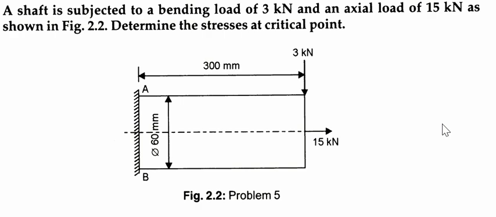We have a shaft which has a bending load of 3 kilonewton and an axial load of 15 kilonewton, as shown in the figure. It has a diameter of 60 mm, while the length is 300 mm. All you have to do is determine the stress at the critical point.